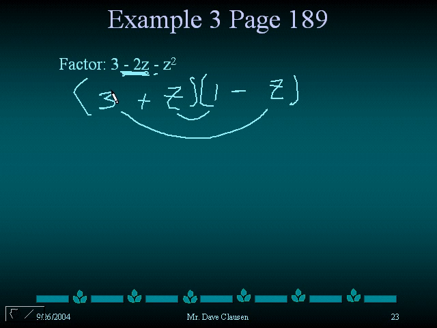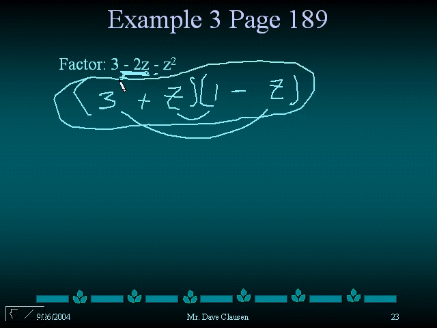So let's FOIL it real quick to check to make sure we have it correct. 3 times 1 is 3. Outside is negative 3z. Inside is plus 1z. That gives me negative 2z. And last is negative z squared. So that's one way to factor it: 3 plus z, 1 minus z.